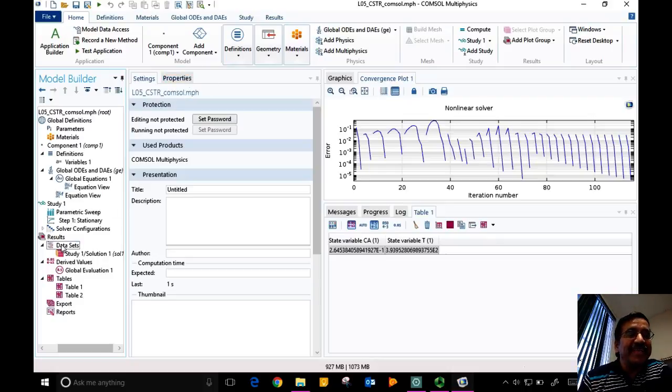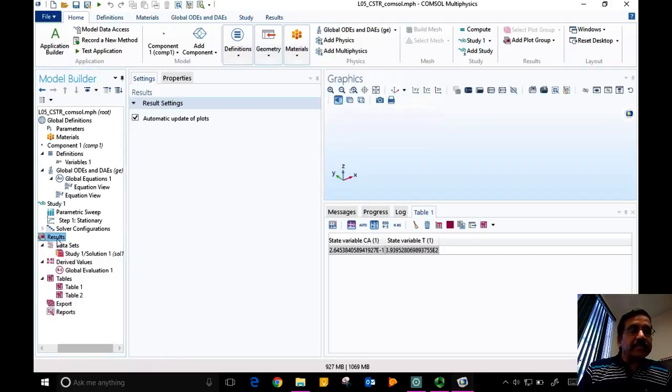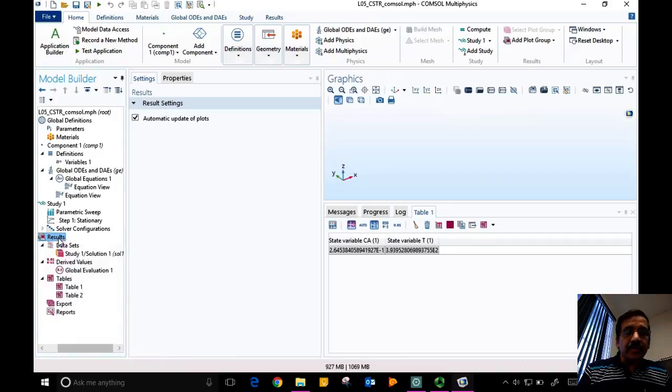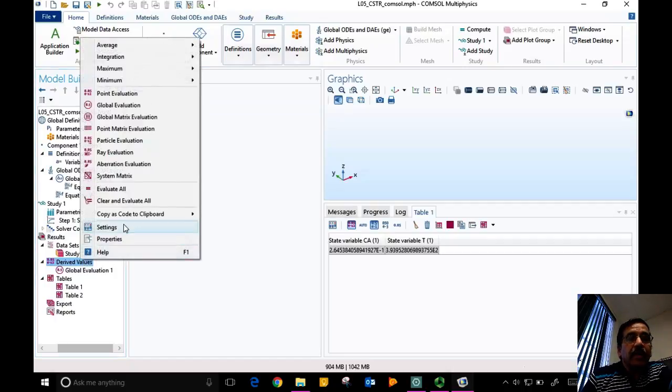Maybe just the result, you just delete the previous one. Because I remember last class, we solved a different problem, we deleted the previous one. Right, but I don't know how to delete it because it doesn't give me the option. If I right click it, it doesn't allow me to delete. Maybe delete the data sets, the table and the derived values. Yeah, I think that's how.